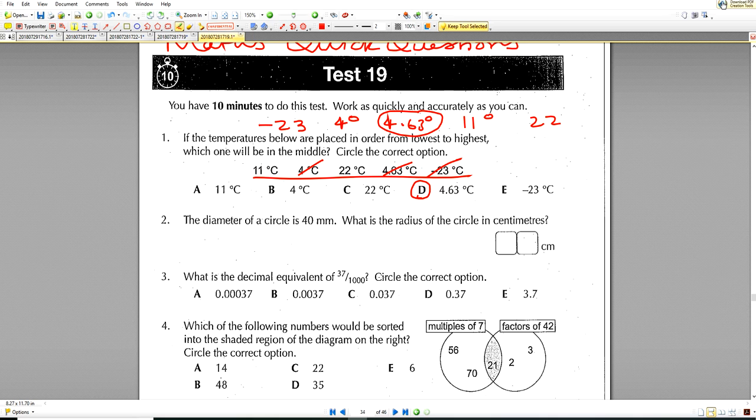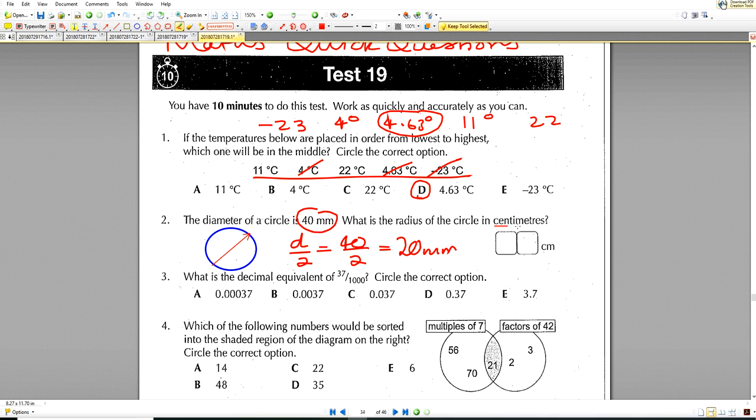Question number 2. Okay, let's make sure the recording is recording. The diameter of a circle is 40 millimeters. If you have a circle, the diameter is the distance all the way across the circle. What is the radius of the circle in centimeters? The radius is always half the diameter, so the diameter divided by 2. So we have 40 millimeters divided by 2. That gives us 20 millimeters.